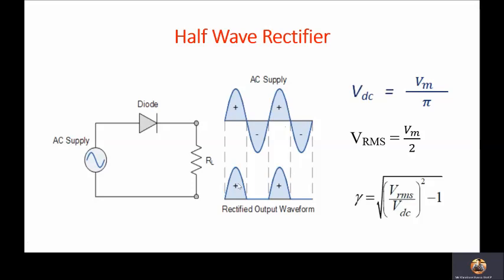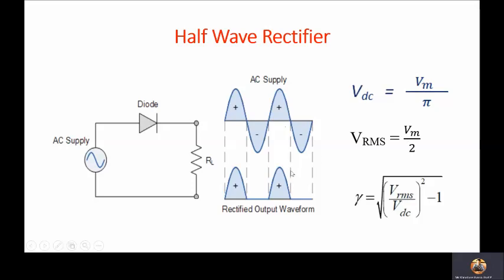Now, if you know the peak amplitude of the output voltage, if you know Vm, then we can find various parameters. For the DC voltage, we have the equation VDC equal to Vm divided by pi. Using this equation, we can find the DC voltage. Similarly, for RMS voltage, we have the equation Vrms equal to Vm divided by 2.